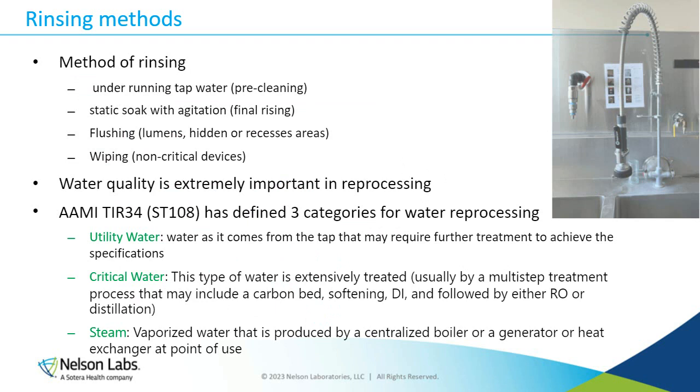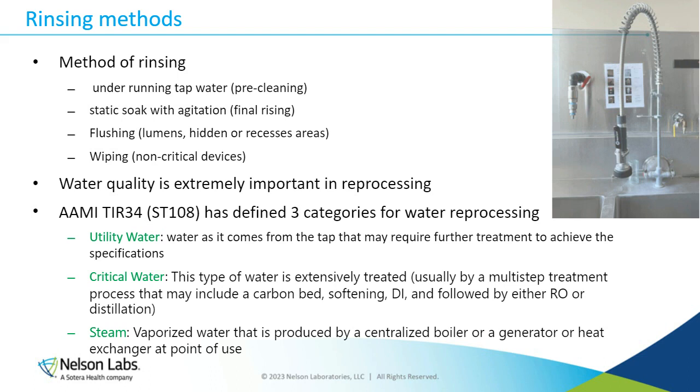Methods of rinsing: the AAMI standard just got updated, TIR 34 to ST108. Now these are water criteria used for reprocessing. And it's just some of the things that you may want to be aware of when it comes to rinsing, right? We have utility, critical, and steam. Utility water is what just comes out of the faucet. Critical water is something that has been treated. Some sort of treatment has happened to the water.